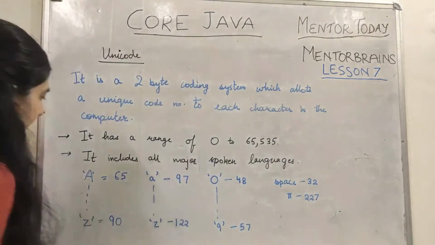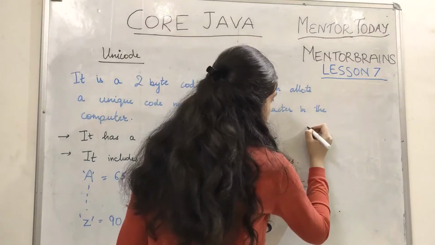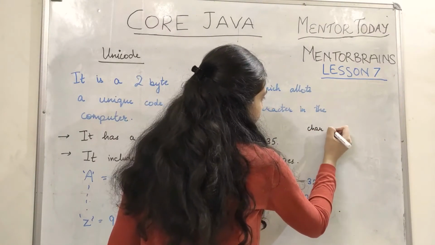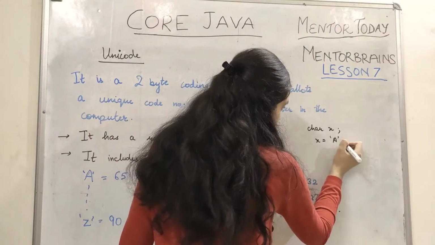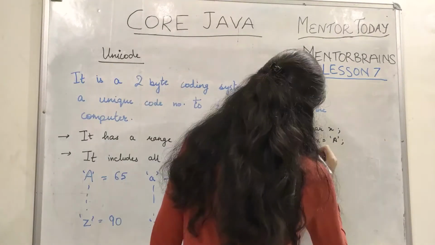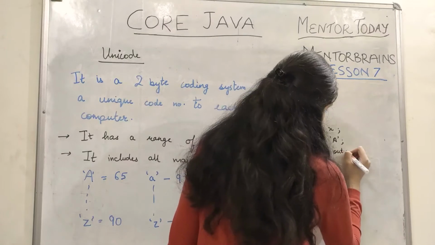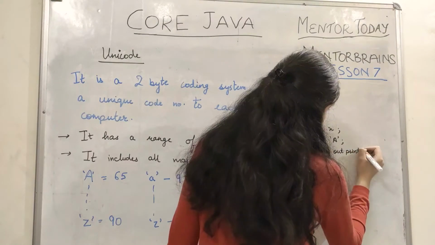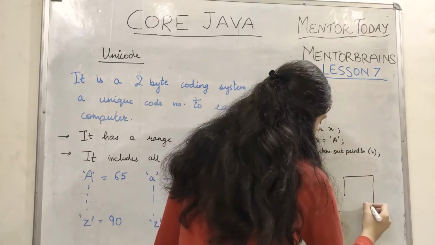Basically, whenever you write a character, I'll give you an example. If I write char x and x equals this character 'a', which is a character constant that I had already told you about, and I'm writing System.out.println, that is, I'm printing it on the screen, what will be the output?